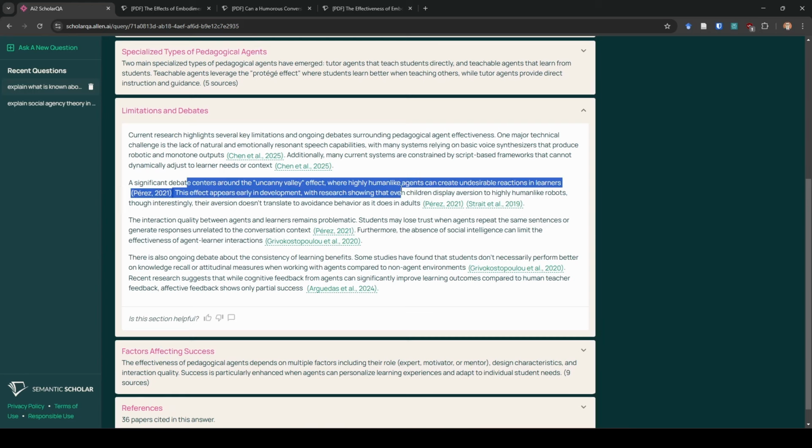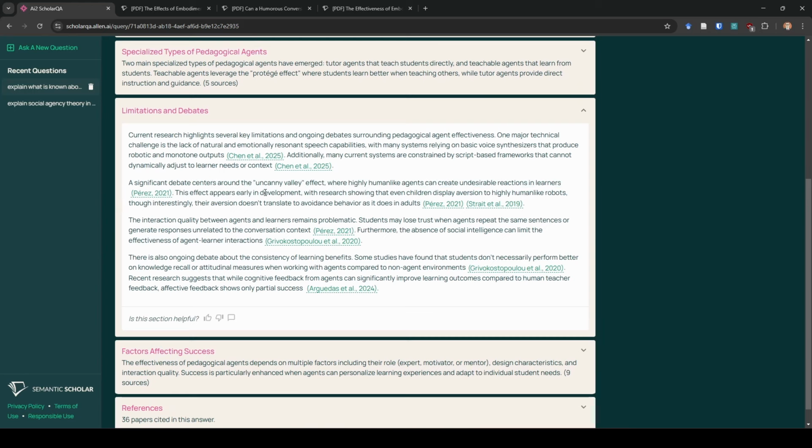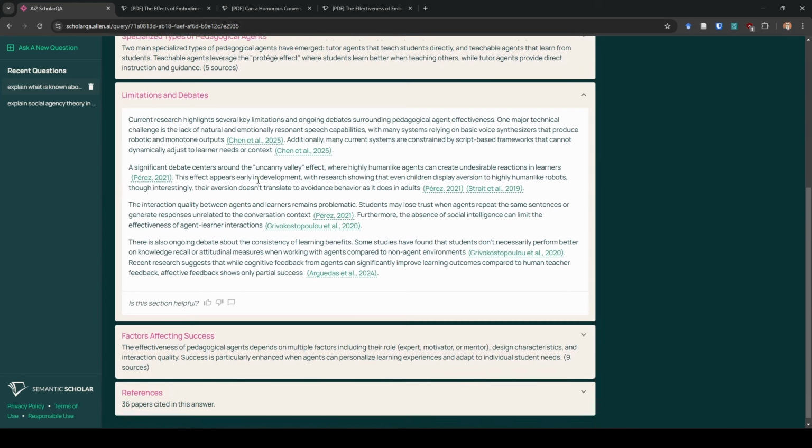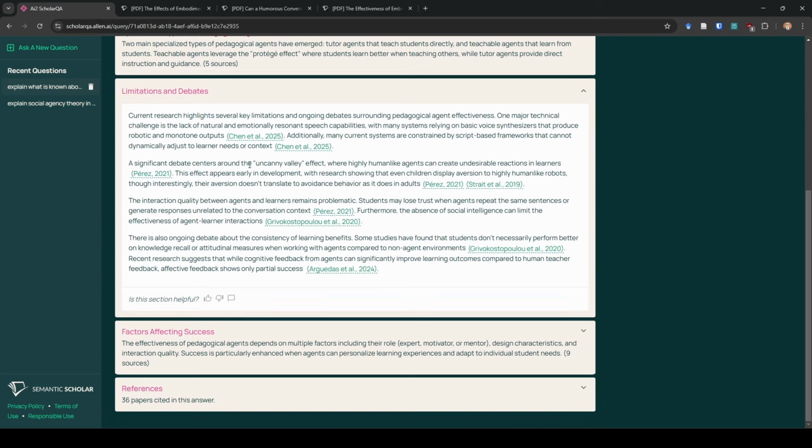Okay, significant debate about the uncanny valley effect. I would say in the pedagogical agent world, people don't necessarily talk about the uncanny valley effect as much as they do in other areas of virtual character research. We do talk about it in pedagogical agent research. I would just say it's not a huge major thing that everyone's talking about right now. I don't see it mentioned in that many current papers, but I will say it is definitely something that is very relevant and has been discussed.